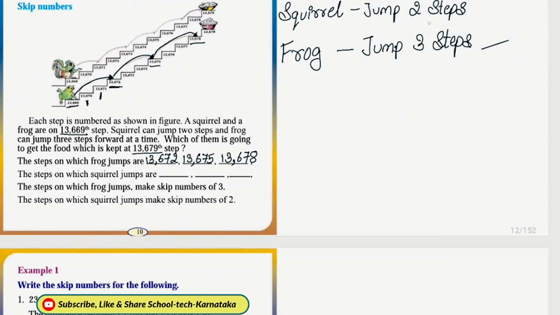Now, the steps on which the squirrel jumps are. Our squirrel jumps 2 steps at a time. So, our squirrel is at step 13,669 now. Since it jumps only 2 steps, it skips the first step and lands on the second step, which is the 13,671st step. So we write here 13,671. From 13,671 it jumps once again and reaches the step 13,673.